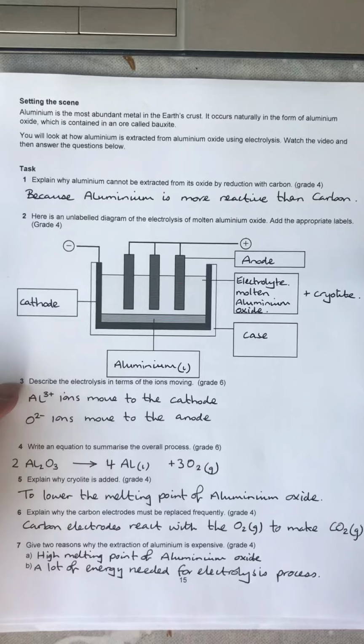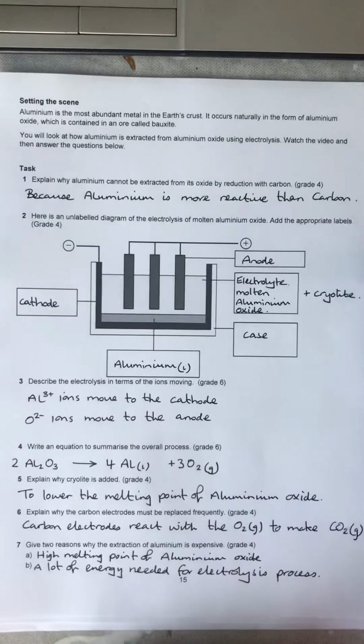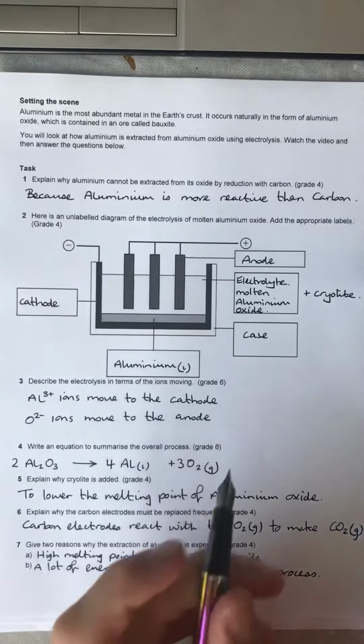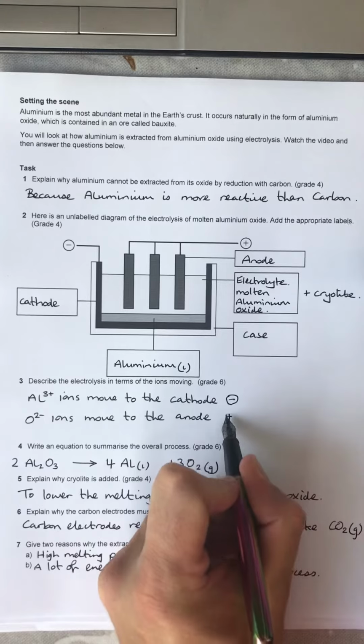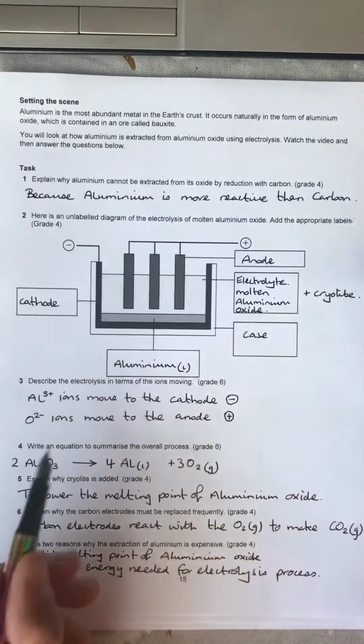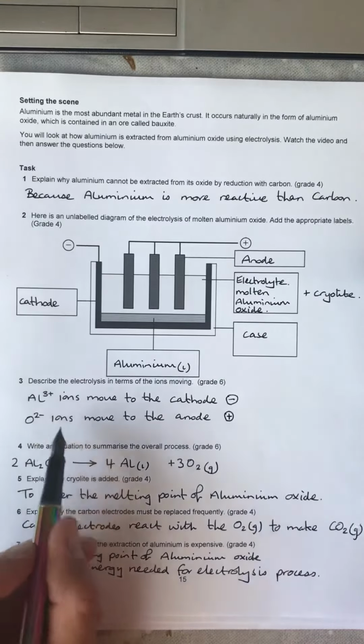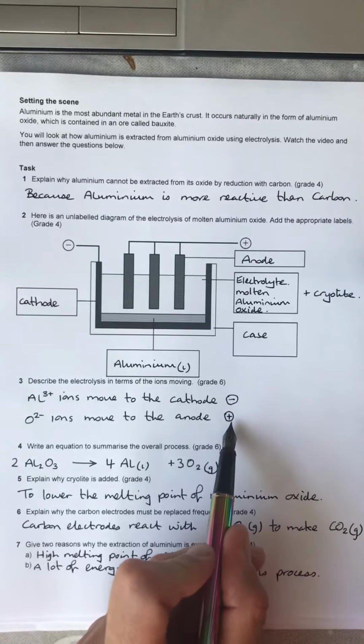Describe the electrolysis in terms of the ions moving. Aluminium 3+ ions move to the cathode, so they move to the oppositely charged electrode. Remember, the cathode has a negative charge and the anode has a positive charge. So the opposite charges attract. O2- ions are attracted to the anode, which is positive.